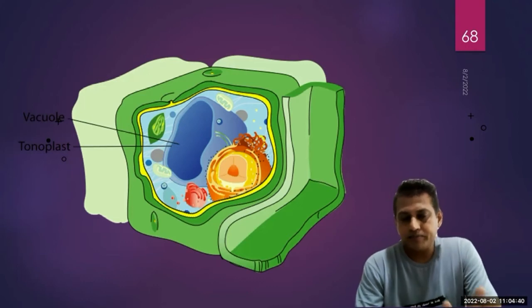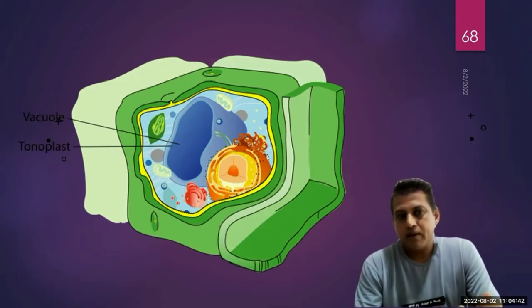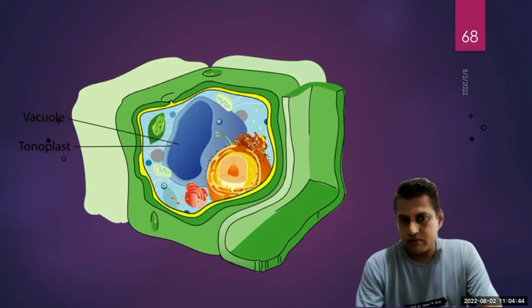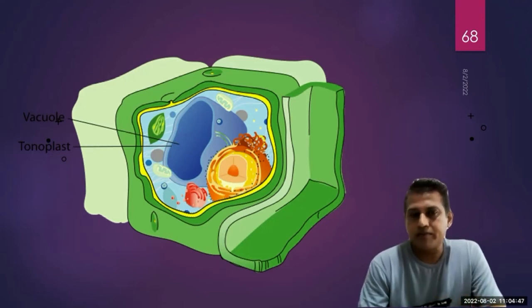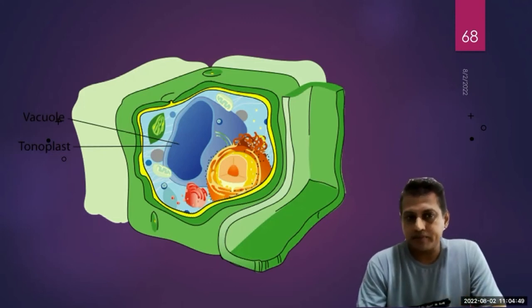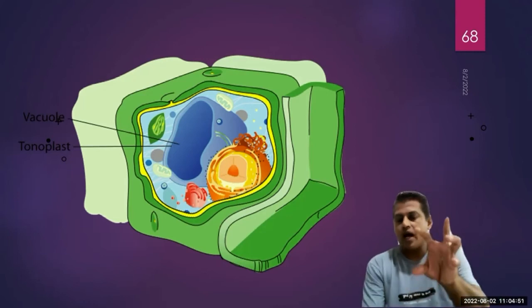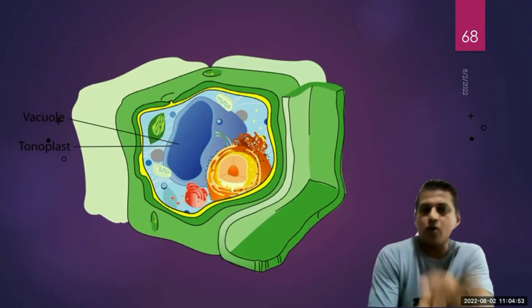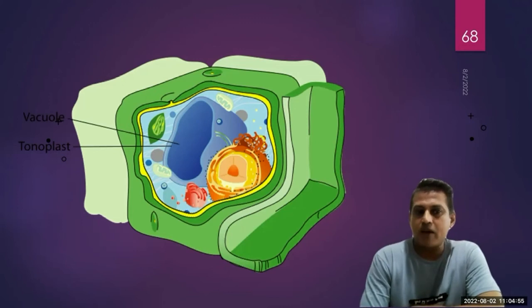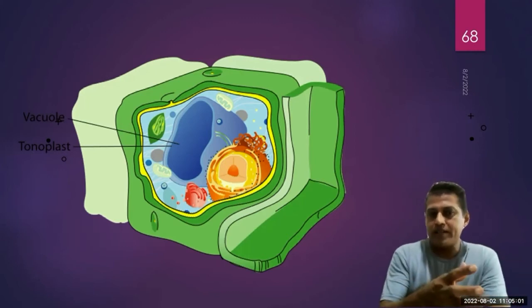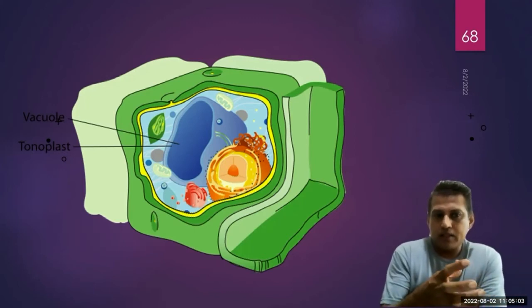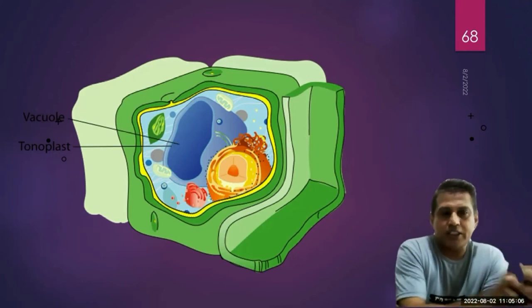Number one, we can consider the storage function, because a large amount of water is stored in the cell inside this vacuole. When more water is stored, it gives strength to the cell.